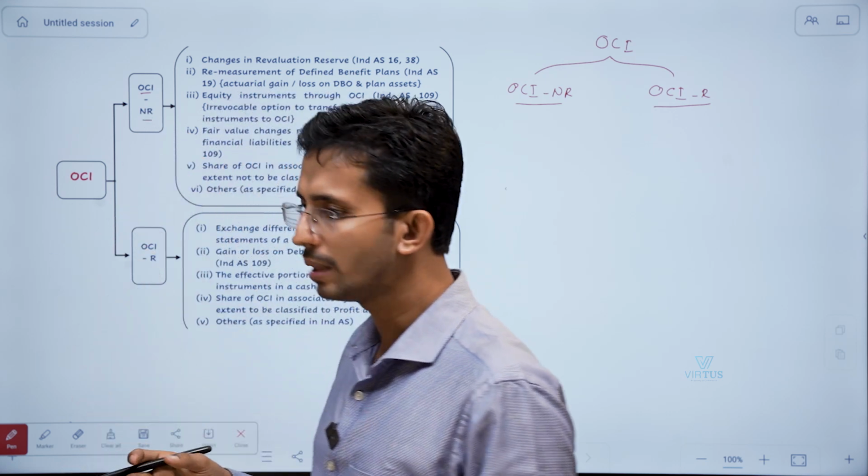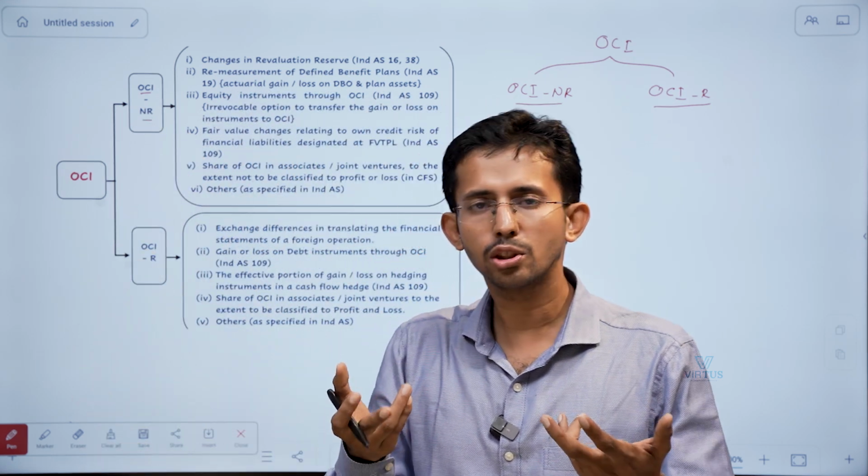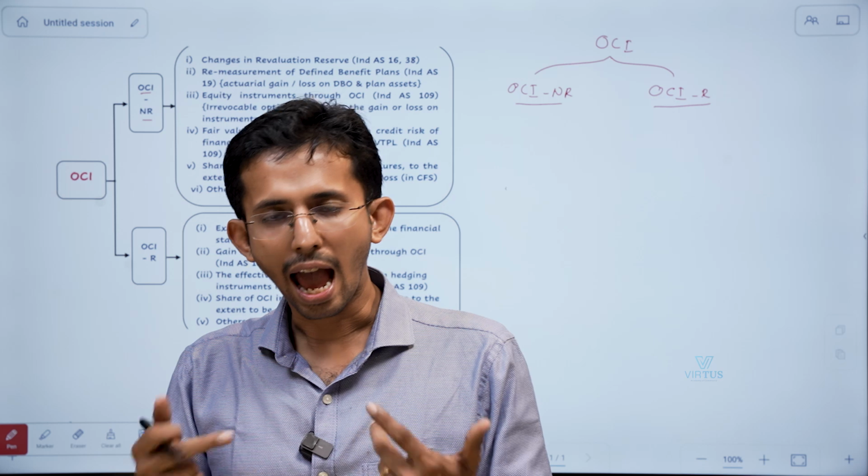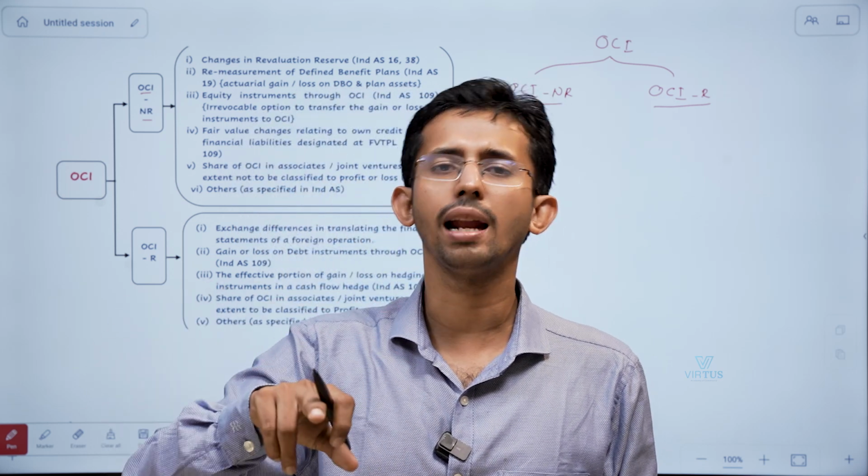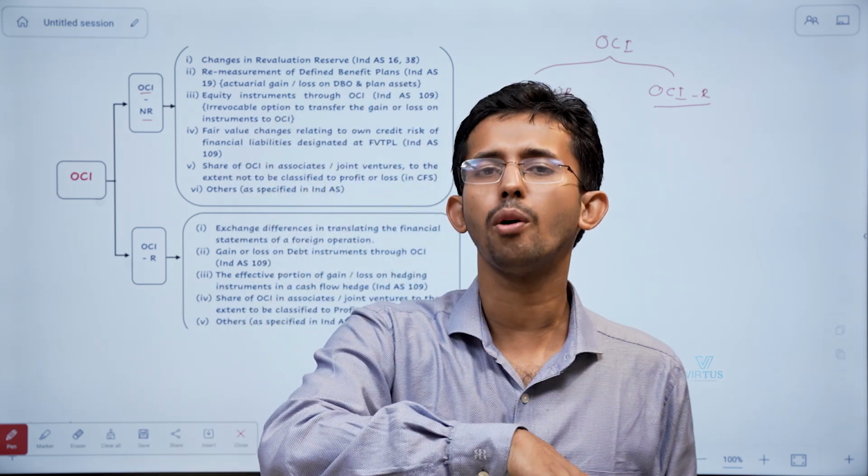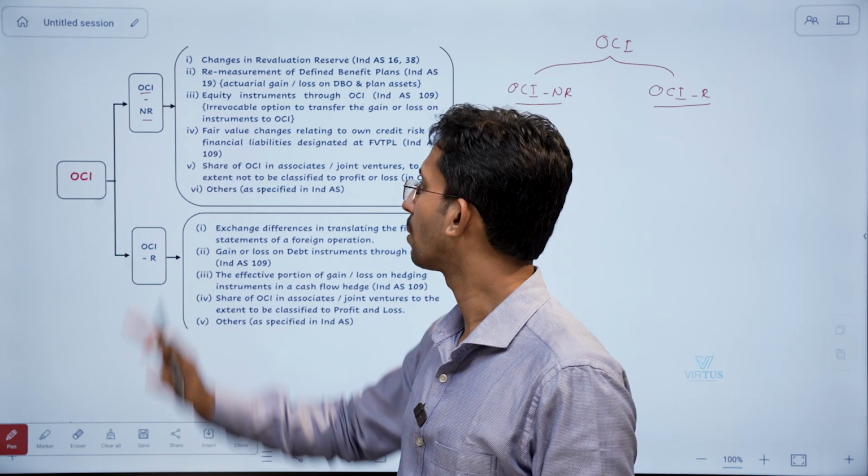So OCI-NR means these are items which need to be classified as OCI and upon derecognition from the balance sheet will not be routed to the profit or loss. Okay, that is NR, OCI-NR.